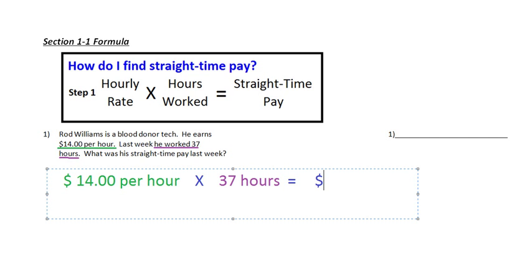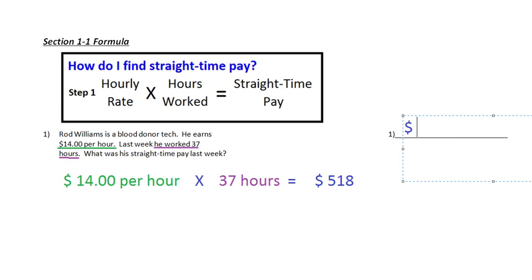And as we do this, we get $518. Now, in my class, on all of your worksheets, I give you space to show your work, but then I also give you space to write out the correct answer. And you will be expected to write out the correct answer on that line that is provided. And if you're able to do that, you will get full credit for these problems.